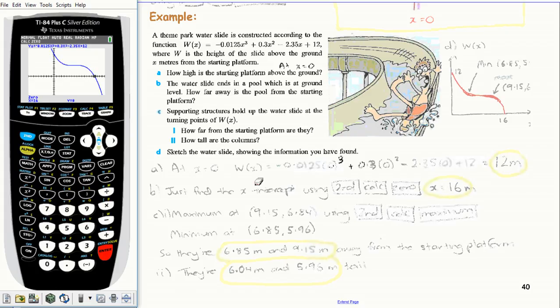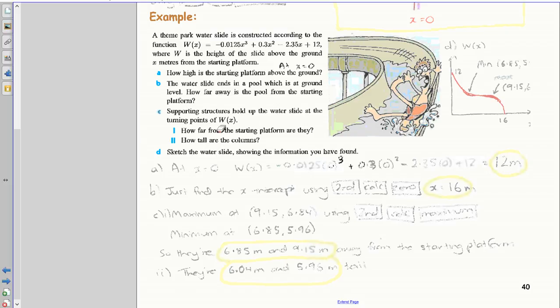C. Supporting structures hold up the water slide at the turning points. So the turning points may be here and here. So there's little support structures, basically there's a beam here and a beam here holding it up at the turning points. How far from the starting platform are they? So they want to know what this length is here that would support that beam, and what that length is there that would support this beam. So to do that, you could find the coordinates of this turning point, this minimum, and this maximum, and then you could just use the x-coordinate.